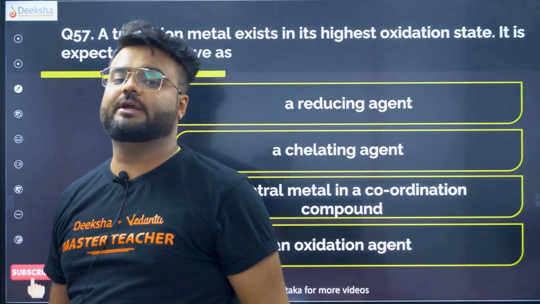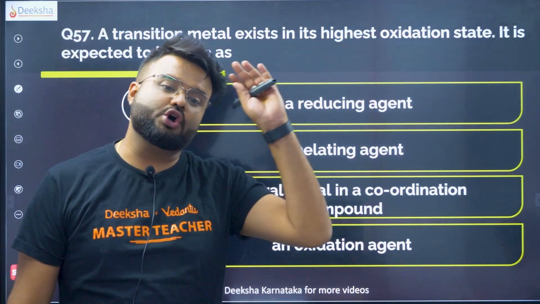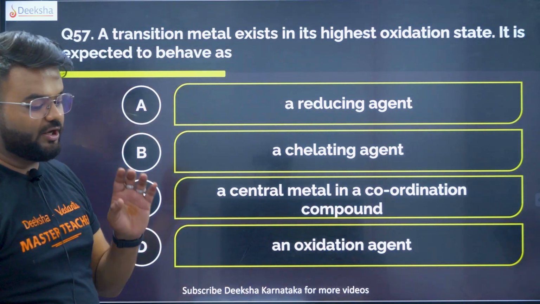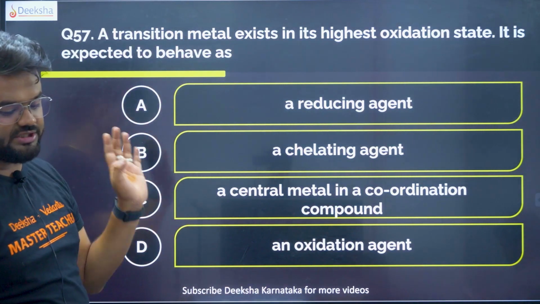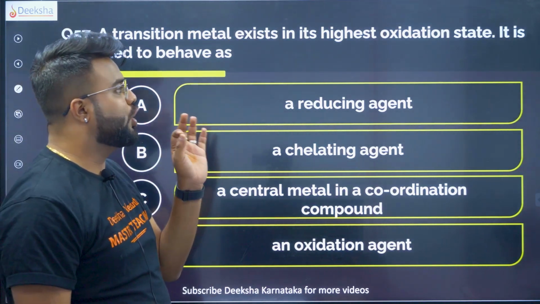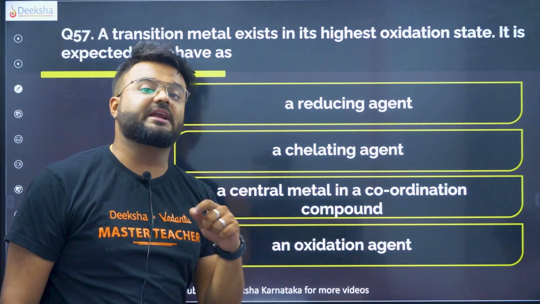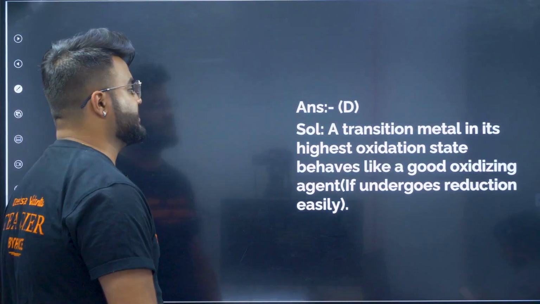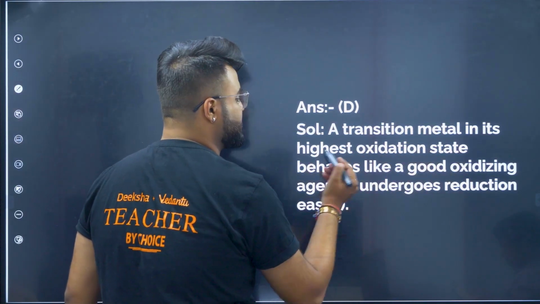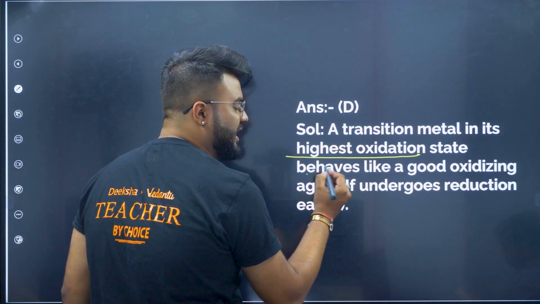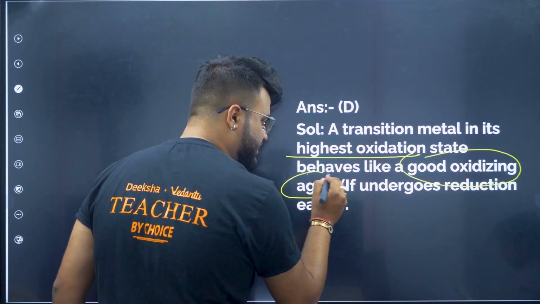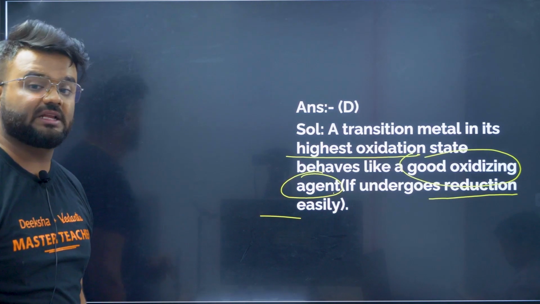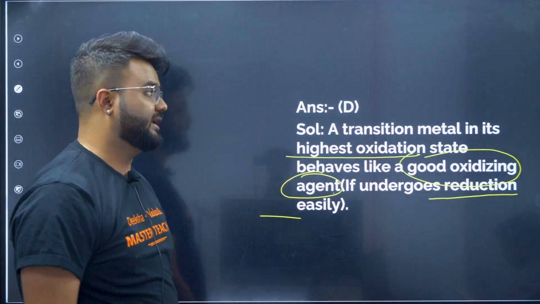It is expected to behave as dash. Highest oxidation state is nothing but a good oxidizing agent because it can be reduced fast. Therefore, option D is your correct answer, because a transition metal in its highest oxidation state behaves like a good oxidizing agent. It undergoes reduction easily. Therefore, option D will be your correct answer.